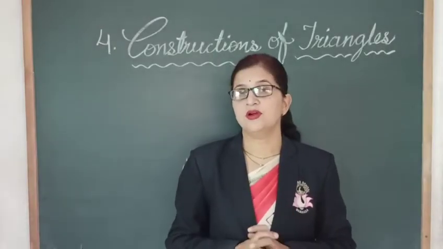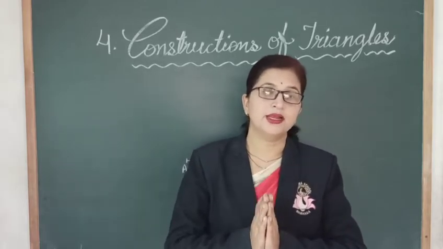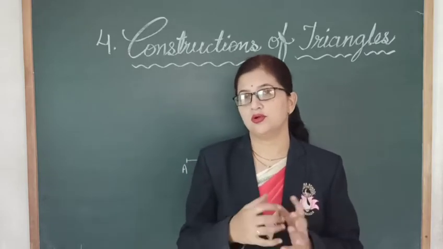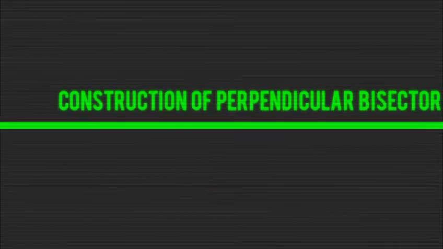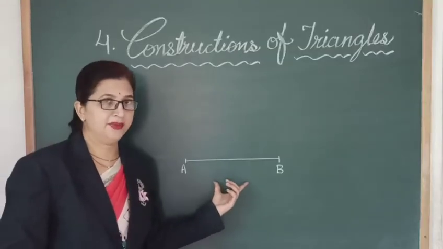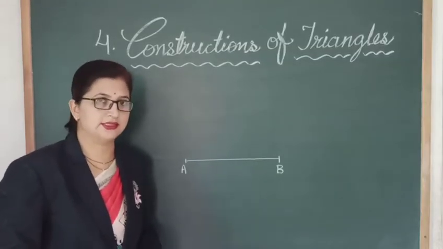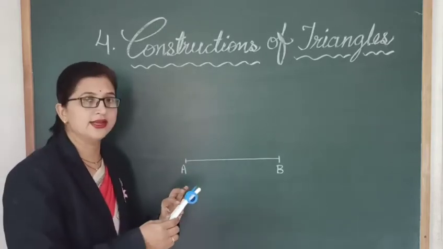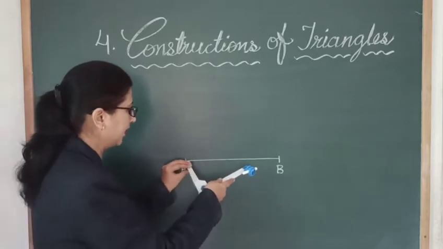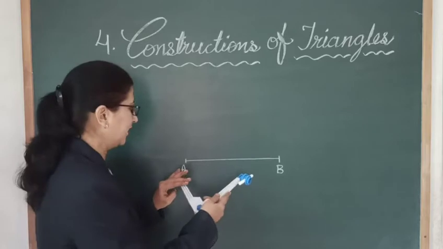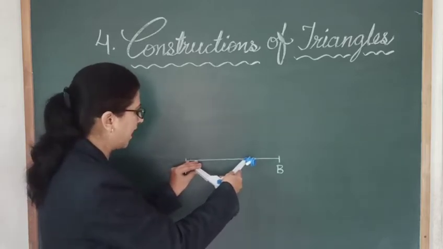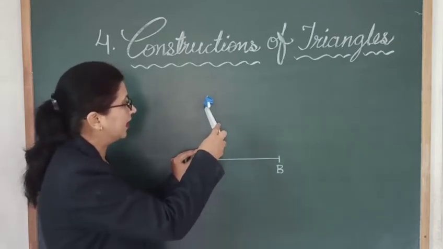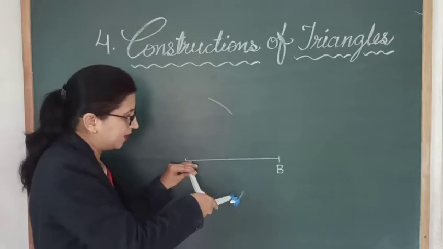Dear students, before constructing the triangle, it should be clear to you how to draw the perpendicular bisector. So let's recall how to draw the perpendicular bisector. Here we have the segment AB. We have to draw its perpendicular bisector. To draw the perpendicular bisector of any segment, take a radius more than half of segment AB. Then draw one arc upside of the segment and one downside.